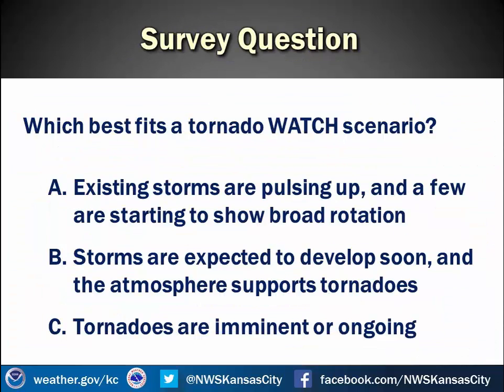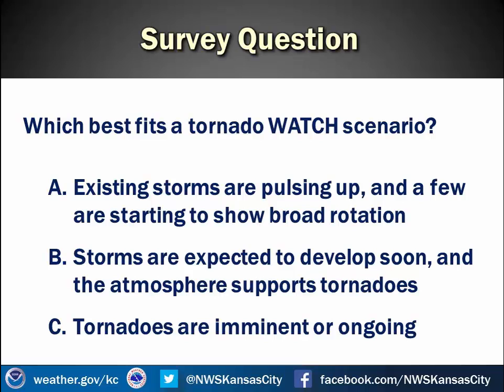Oh, wait. Oh, okay. Got another question. Forgot about this. Which best fits a tornado watch scenario? Should a tornado watch be issued when you have existing storms that are pulsing up and a few are starting to show broad rotation? Or B, storms are expected to develop soon and the atmosphere supports tornadoes? Or C, tornadoes are imminent or ongoing?